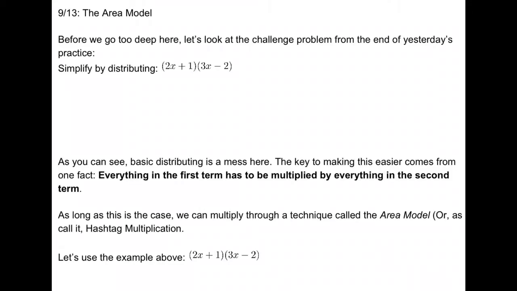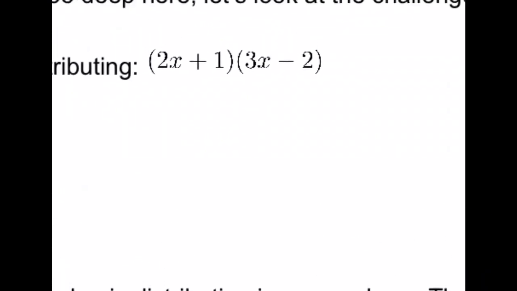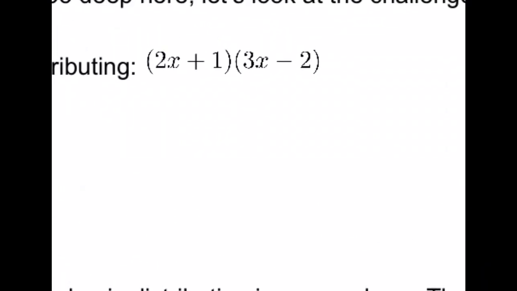September 13th, the area model. Before we go too deep here, let's look at the challenge problem from the end of yesterday's practice. Simplify by distributing the quantity 2x plus 1 times the quantity 3x minus 2.